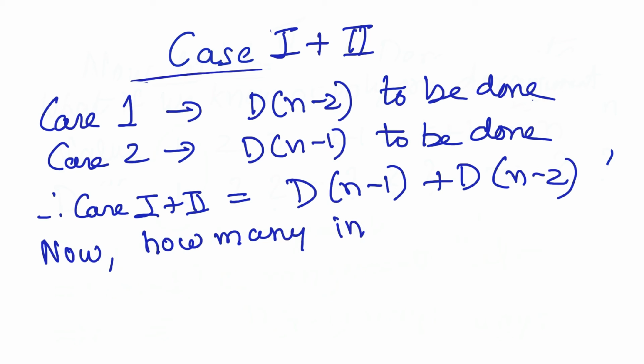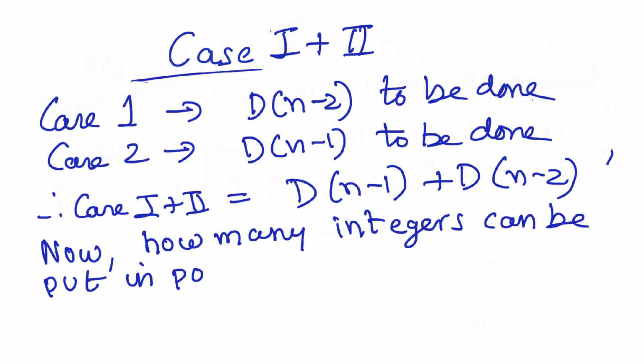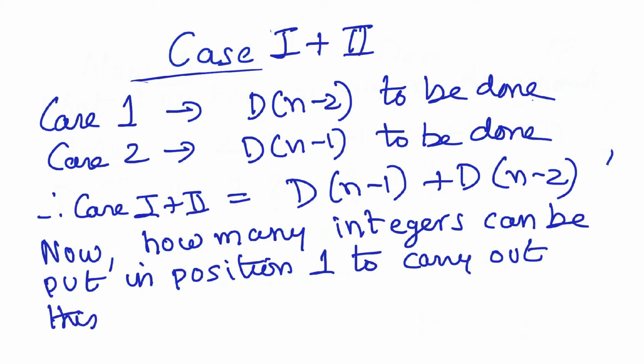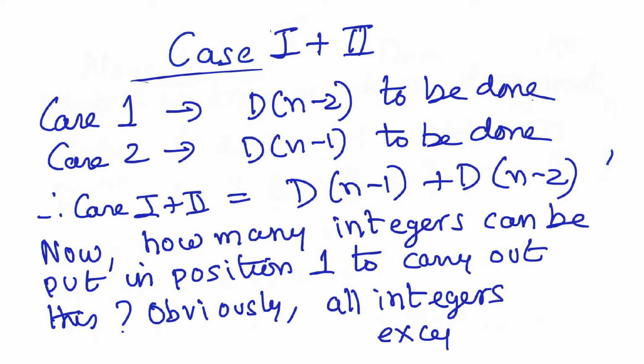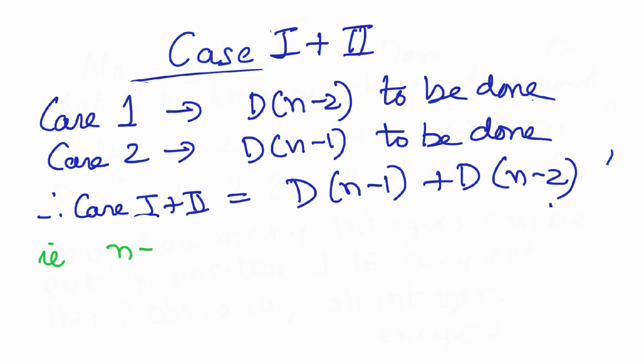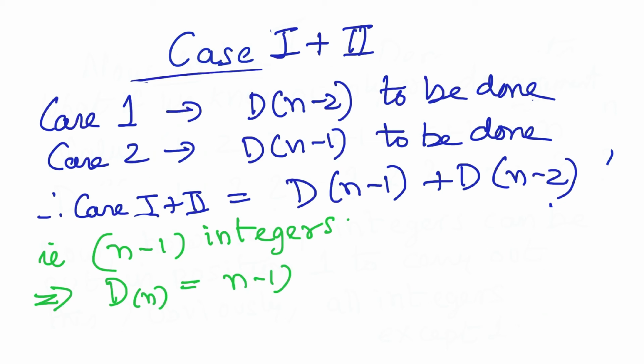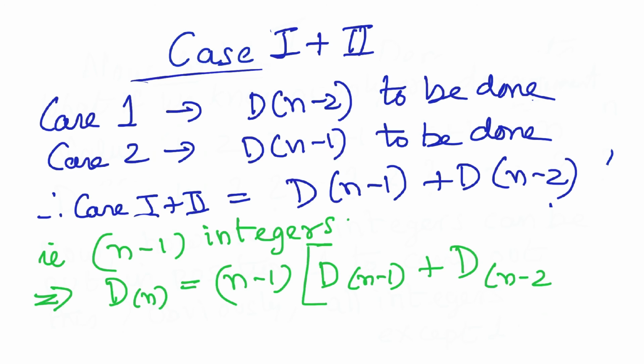Now there's an interesting fact we should look at, that is how many integers can be put in the first position. Obviously that is only n minus 1 integers, so all integers except 1. So Dn would be n minus 1 times the whole of D(n minus 1) plus D(n minus 2).